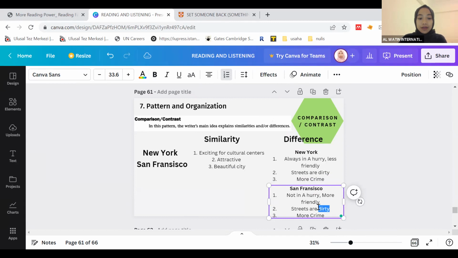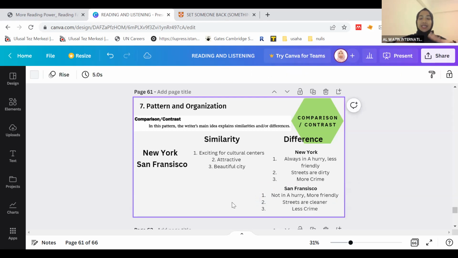Streets are clean, even though in the paragraph they write California. Let's suggest that it's San Francisco. Streets are cleaner. What else? And in San Francisco, there's less crime, little crime. So yes, these are the similarities and differences.